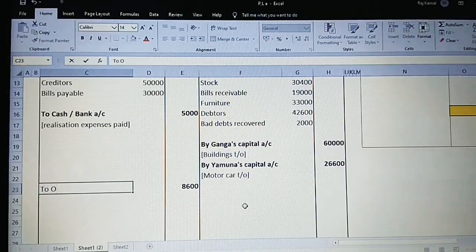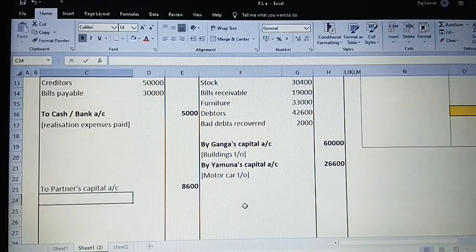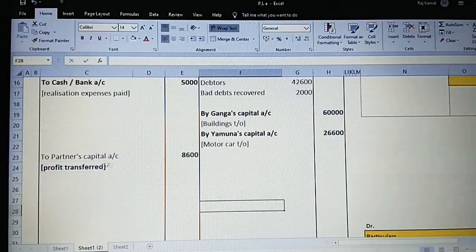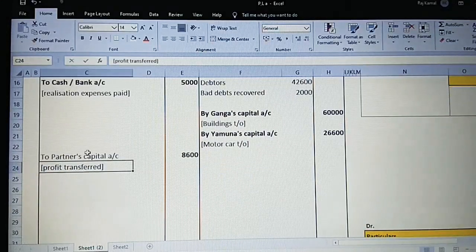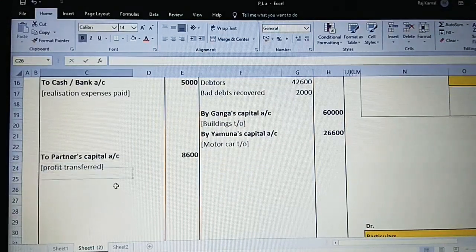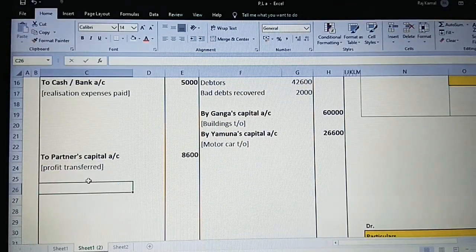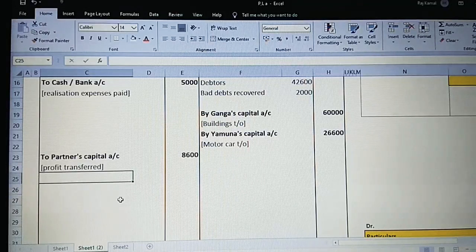to partners capital account. Profit transferred. Yes, profit transferred. This is going to be divided among the partners. Who are the partners here?